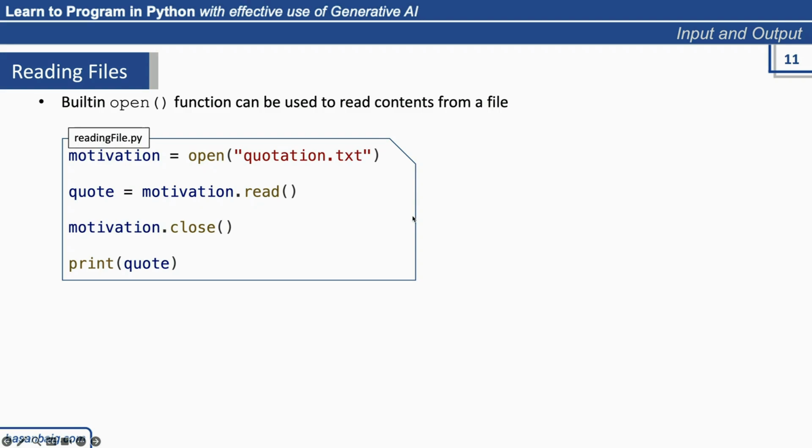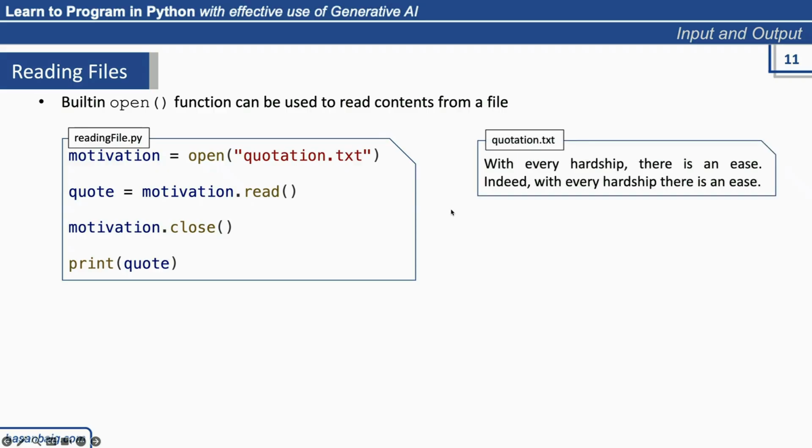Let's see what this quotation.txt contains. This is the file that we want to read, and there's a quotation mentioned here: with every hardship there is an ease. Indeed, with every hardship there is an ease. Again, there's a reminder for you all. Also, I'm taking this as an opportunity to remind you, even if you're passing through any hardship, always remember this, that you must be given some sort of ease that other people might be craving for.